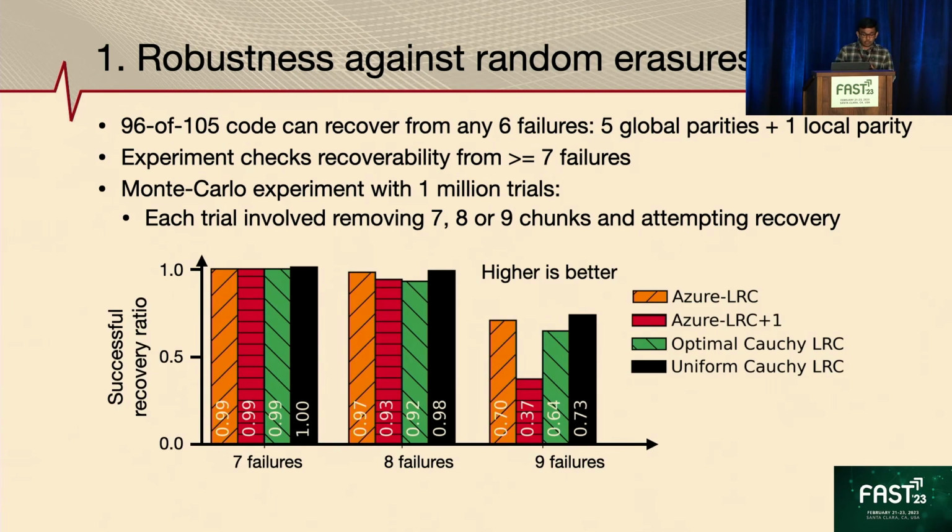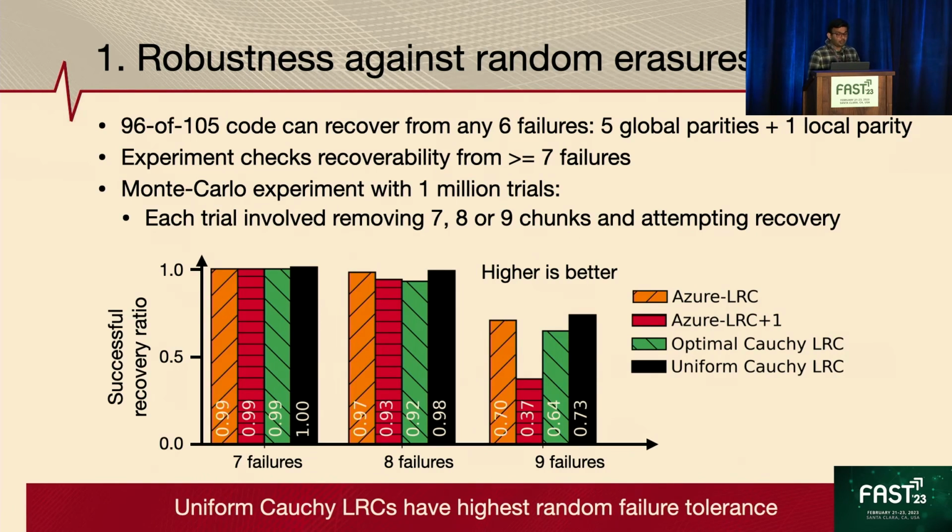And now in this plot, where higher is better, I showed the fraction of those trials that was recovered for 7 failures, 8 failures, and 9 failures. The crucial thing to observe here is that the Uniform Cauchy LRCs outperform the other constructions, and this is owing to their layout, because all of them are using the same coefficients in their makeup.